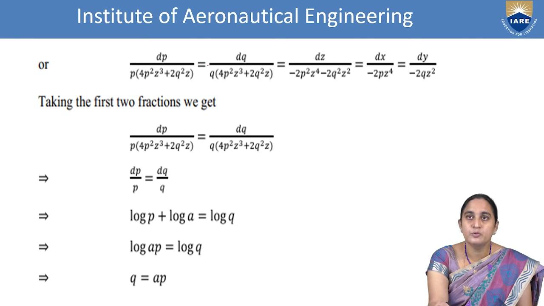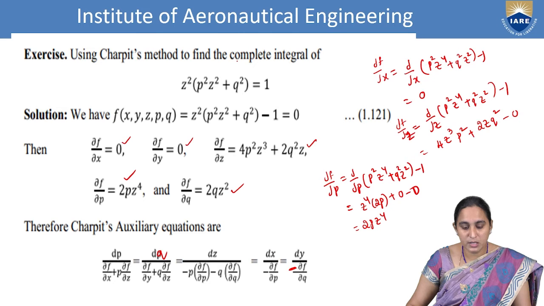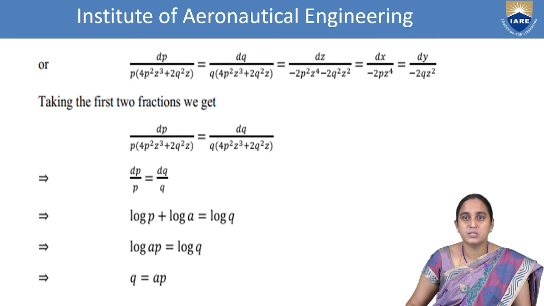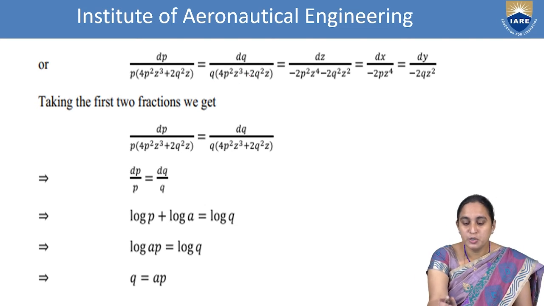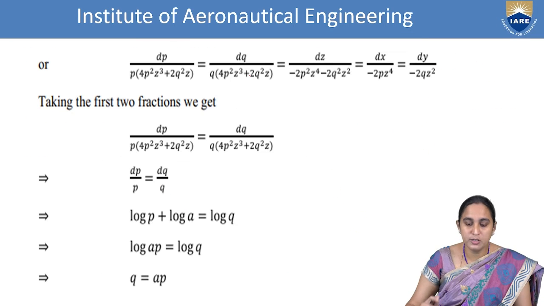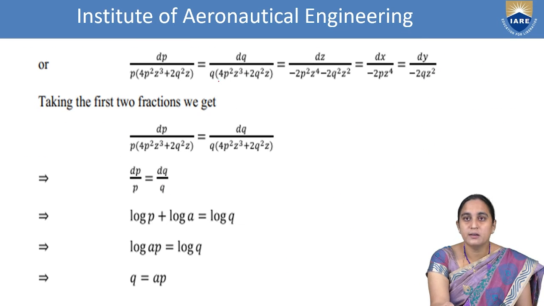Similarly, that is equal to what? dq by, what is the formula of dq here? Dou f by dou y plus q into dou f by dou z. But dou f by dou y is 0. Then substitute the next part here, q into dou f by dou z. So substituting here, we got q into 4p square z cube plus 2q square into z.